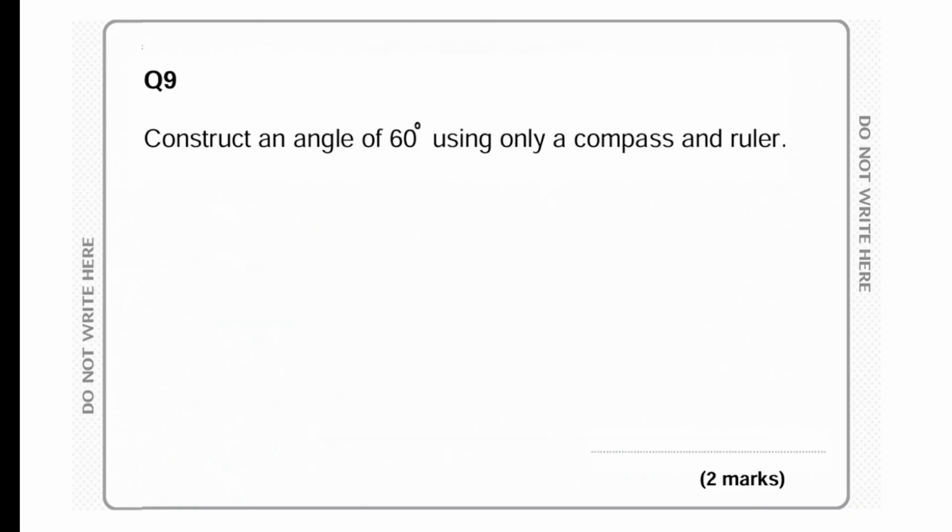Question number 9. Construct an angle of 60 degrees using only a compass and ruler. Now remember this question, you cannot use a protractor.